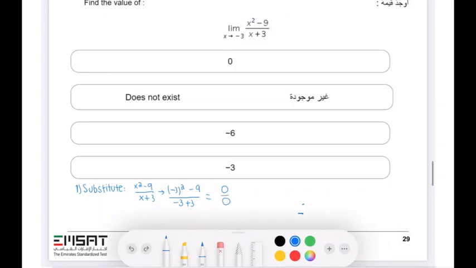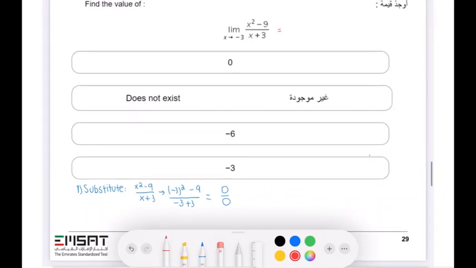So let's factorize. Step number 2 is to factorize. So x squared minus 9. How do we factorize this? It would be x plus 3 and x minus 3, all of it over x plus 3. So what you can do here is cancel x plus 3 with x plus 3 because they are common factors. So we would have x minus 3 over 1, which is x minus 3.